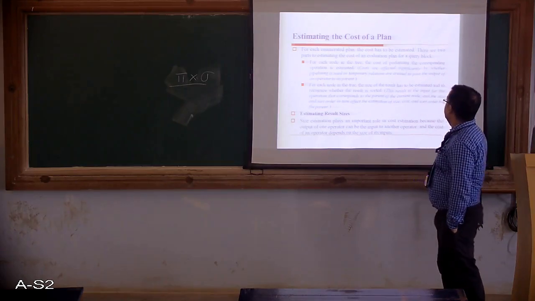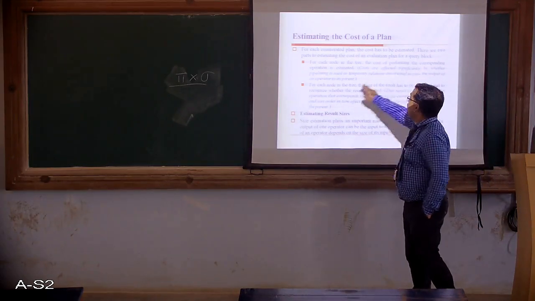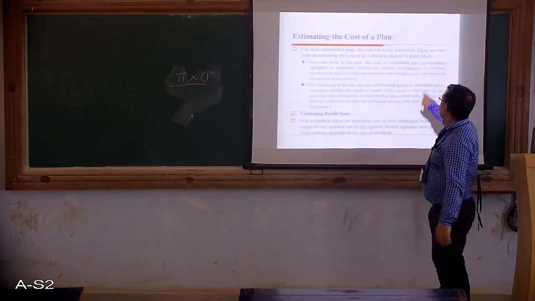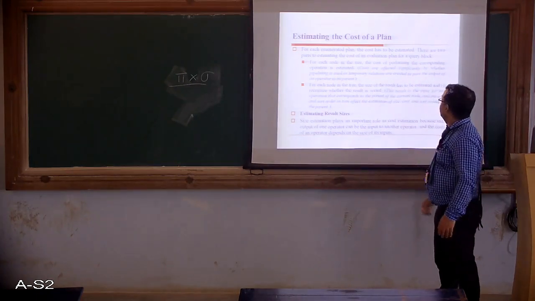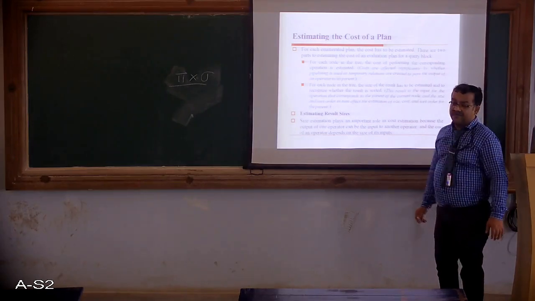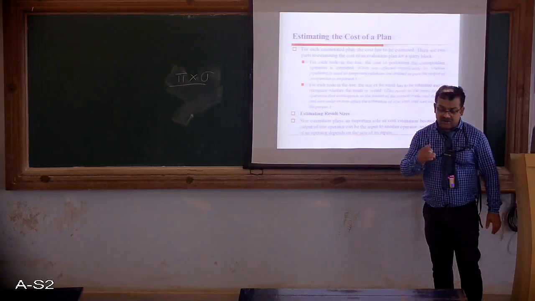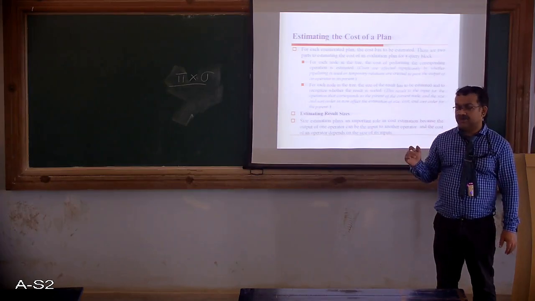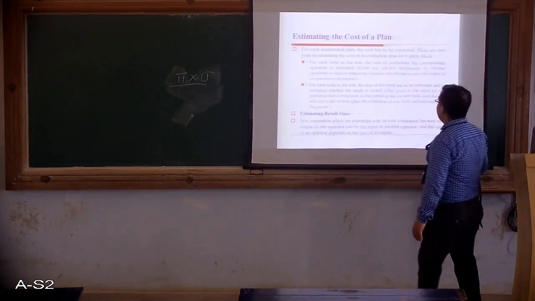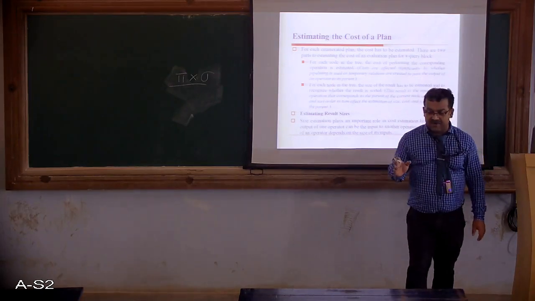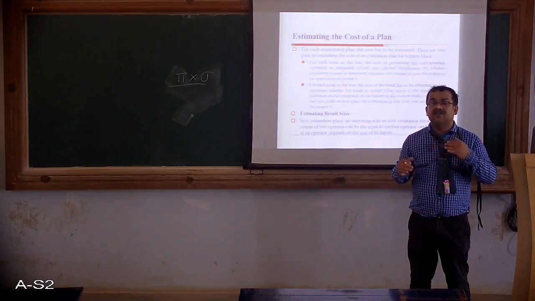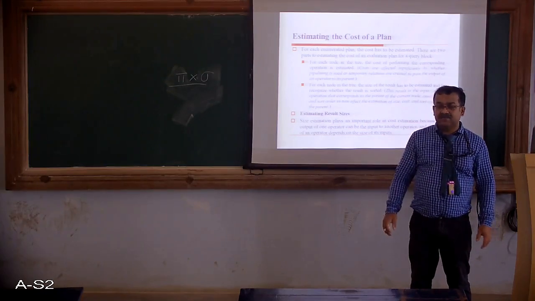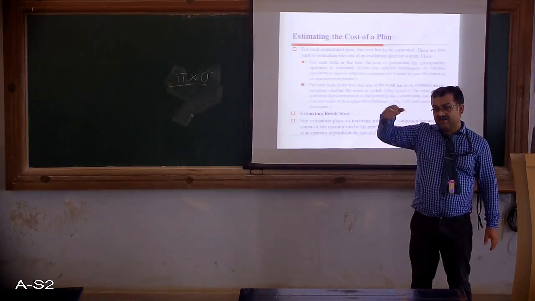Now, what are those two parts? First, for each node in the tree, the cost of performing the corresponding operation is estimated. Operations means the relational operations which are described in the where clause. Now we know that while performing those operations, whether it is join, selection, or projection, there are basically two approaches. One we have already discussed in the earlier class, where a query tree is constructed. You first go for joining, and then for selection based on the selection condition, the where clause, and then the projection.